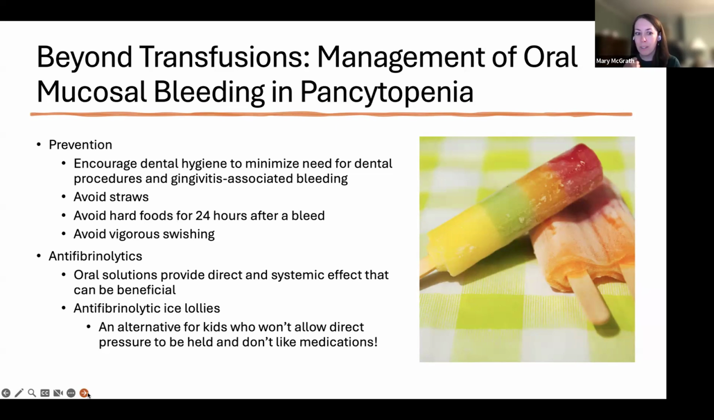It's really great for kids who don't like to take medications or who don't really want you holding pressure on something in their mouth. You give them this, they think they're getting a treat. And the ice also helps with local vasoconstriction to help decrease bleeding as well. So those have worked really well for our patients.